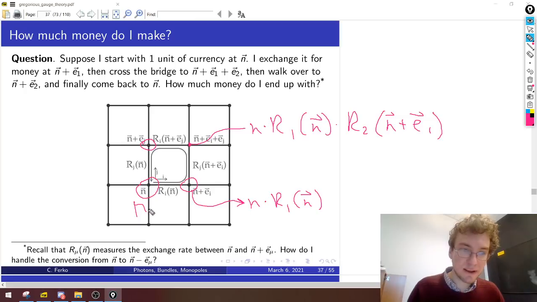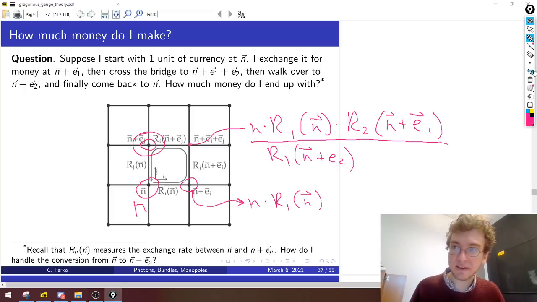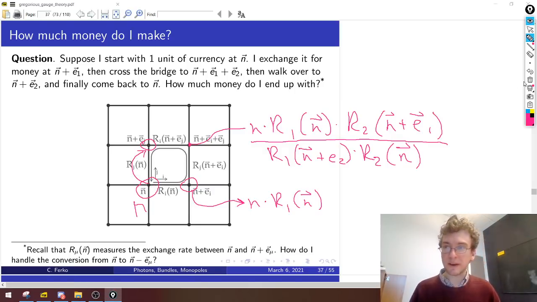That's right. So if I start with n units, I go to n times r1, n times r1 times r2, and then I here need to divide by, well, which one do I need to divide by? Well, it had better be r1 at the point n plus e2, because I'm dividing by the exchange rate at this guy in the top left. And now you see the pattern. So I divide again by r2 at n, right? Because r2 would give me this currency in terms of this currency, so I want to divide. So if I didn't make any mistakes, I think this should be right.